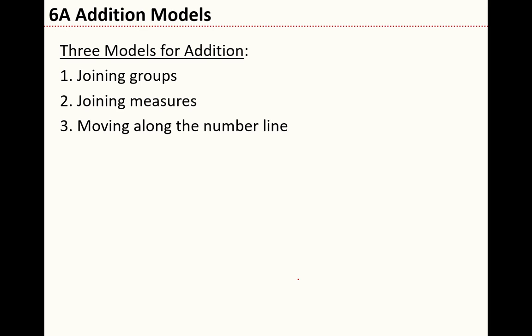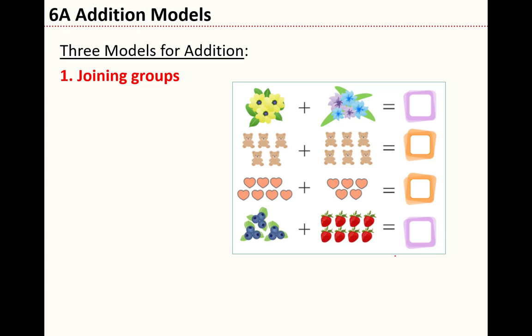There are 3 models for addition: joining groups, joining measures, and moving along the number line. Joining groups. This is the simplest model of all. Basically, I have a group of objects, I have another group of the same object, I put them all together and I count the result. This is the most naive way of thinking about addition. This is what a child who first learns addition thinks about. Just joining objects together. I have 5 bears and 6 bears, put them all together, count them up, and we have 11 bears. So 5 plus 6 equals 11.